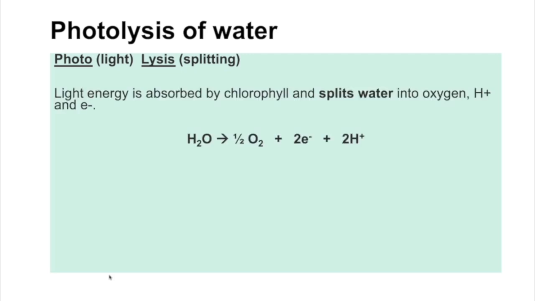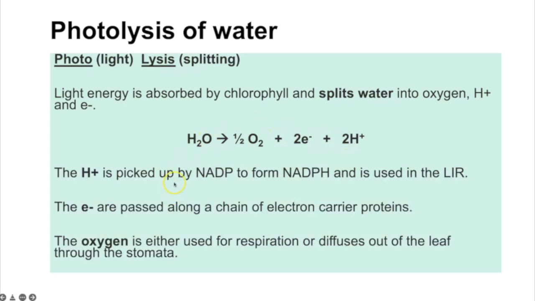So photolysis of water means light energy is absorbed and then that splits the water. And it splits it into oxygen, electrons and protons, which are hydrogen ions. What then happens is the protons are picked up by NADP to form reduced NADP, or NADPH, and that is then used in the light-independent reaction.